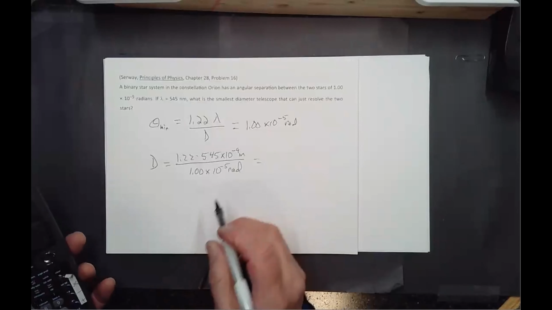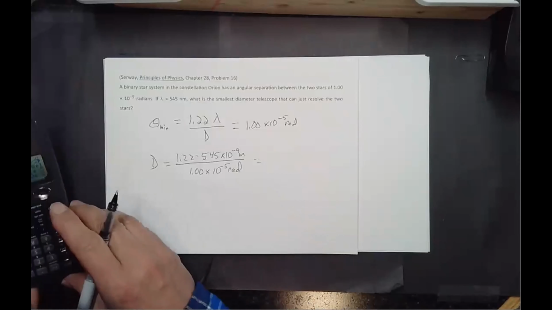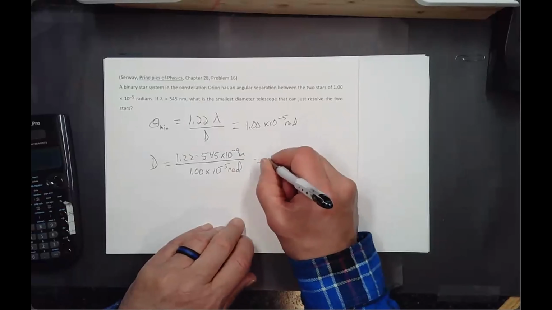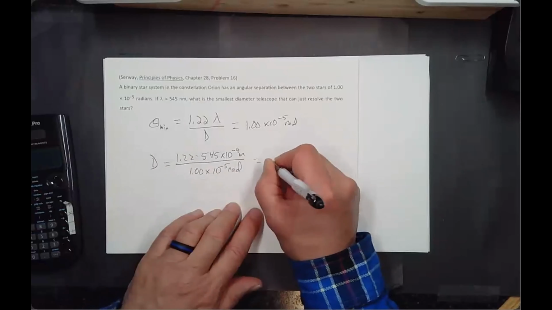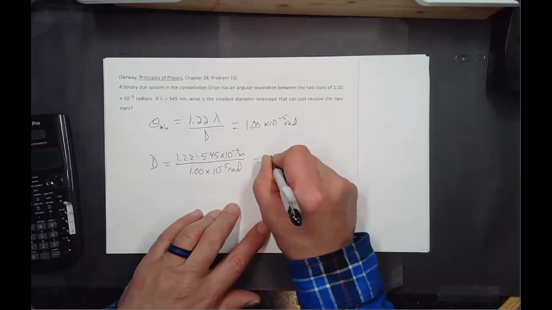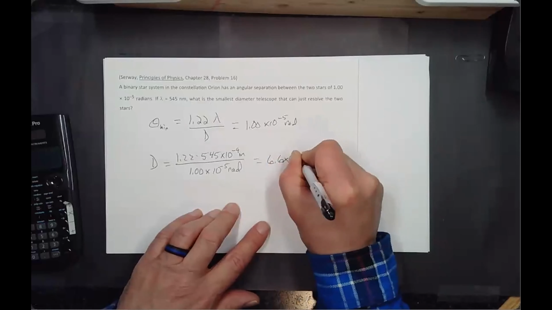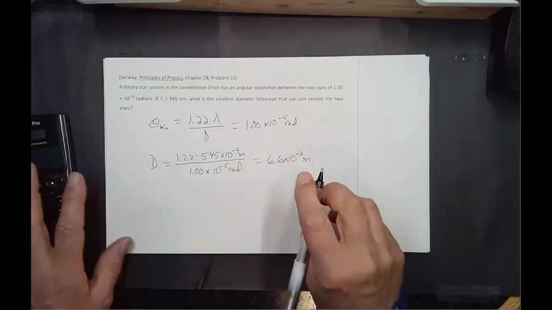Oh, heck, could have done this in our heads. Oh, well, if I didn't screw up any calculations, I get about 545 times 10, yep, 1 times 10 to the minus fifth. I get 6.6 times 10 to the minus 2 meters.